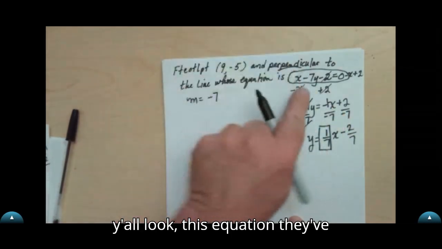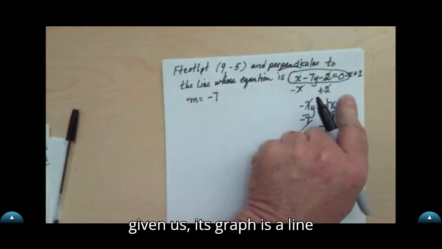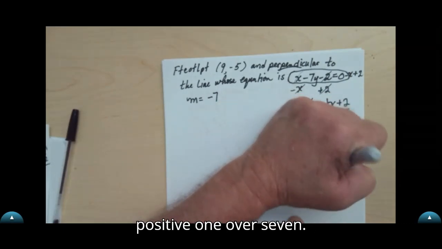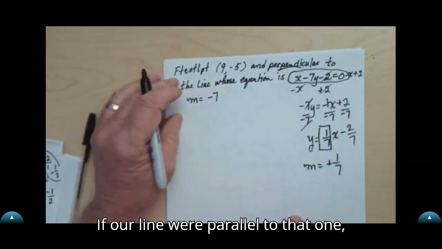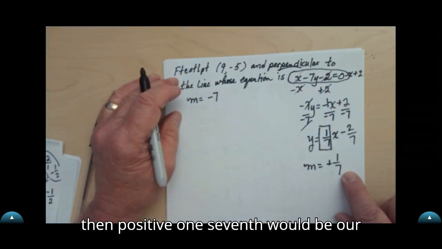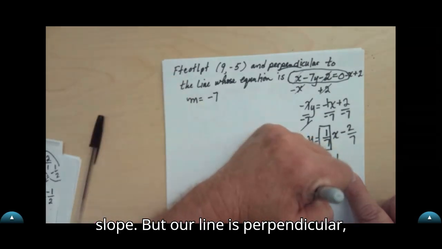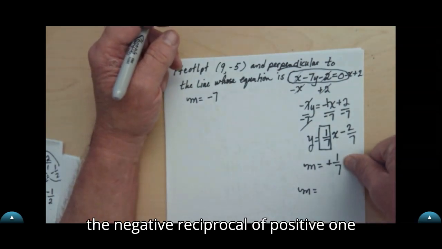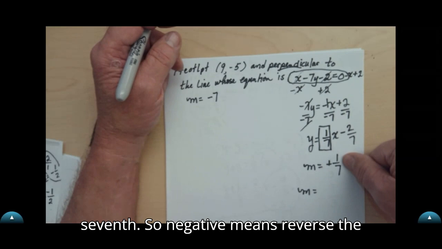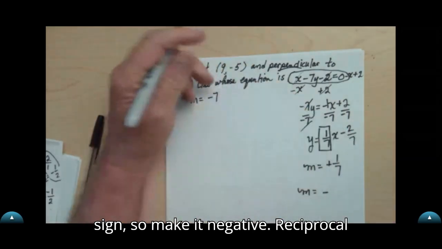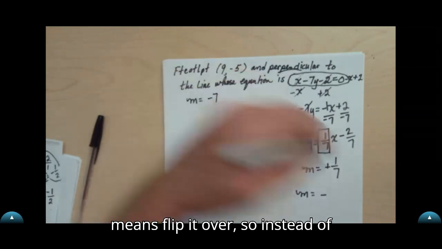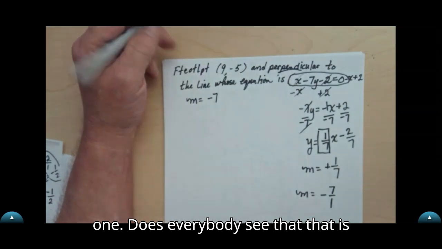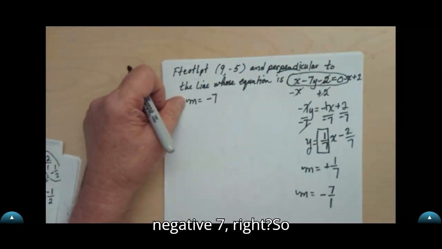So look, this equation they've given us, its graph is a line, and the slope of that line is positive 1/7. If our line were parallel to that one, then positive 1/7 would be our slope. But our line is perpendicular, and that means its slope is going to be the negative reciprocal of positive 1/7. Negative means reverse the sign, so make it negative. Reciprocal means flip it over, so instead of 1/7, it should be 7/1. Does everybody see that that is -7, right?